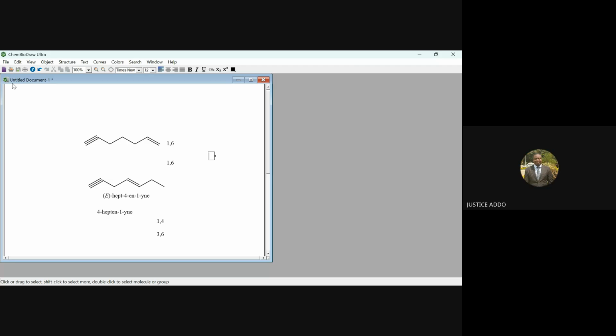Because they are having the same numbering system in both directions, IUPAC is saying that, oh, it's an alkyne. The triple bond should have been given the least number. But because of this special numbering system, 1, 6, 1, 6, give the 1 to the double bond and name it as an alkyne.